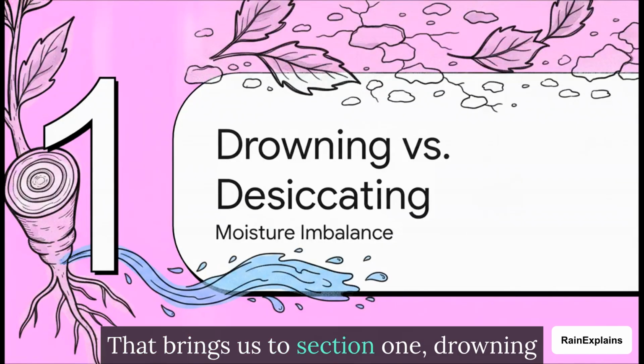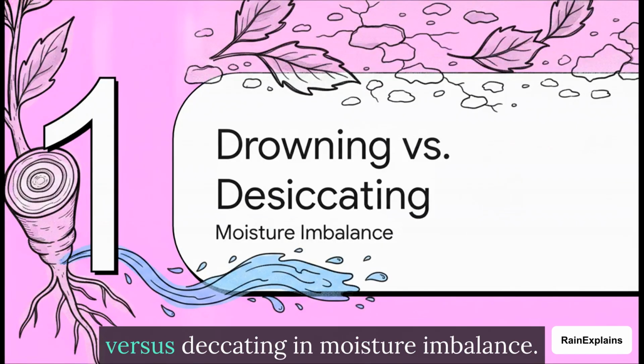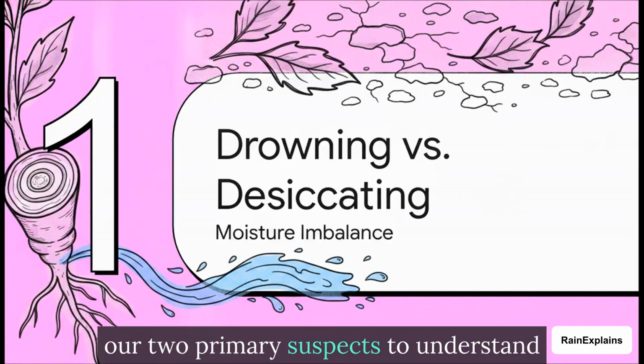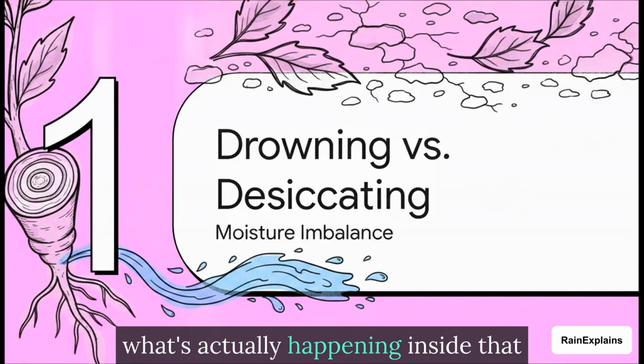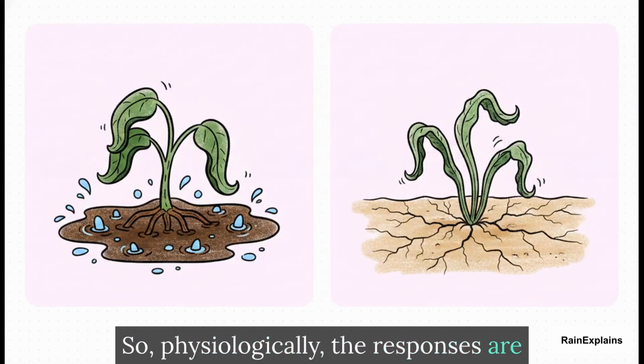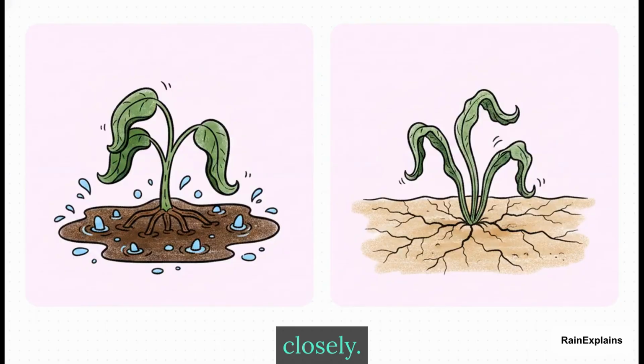That brings us to Section 1. Drowning versus desiccating in moisture imbalance. Let's just dive right into this and separate our two primary suspects to understand what's actually happening inside that vascular system. So physiologically, the responses are actually very different once you look closely.